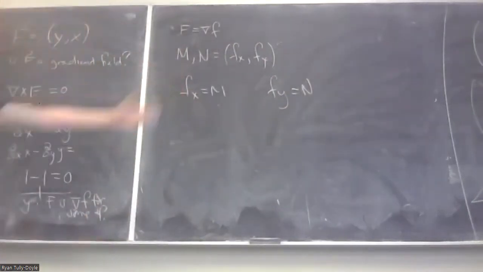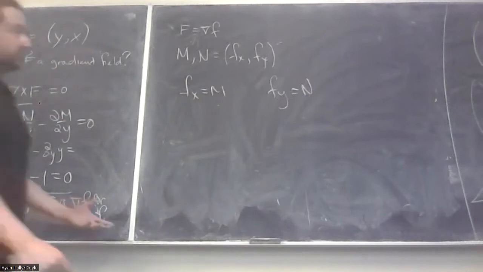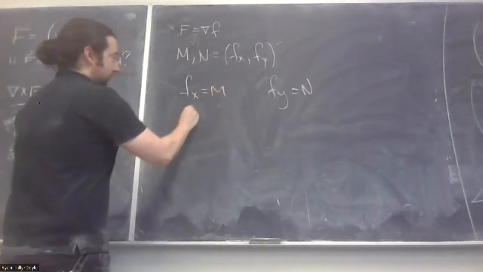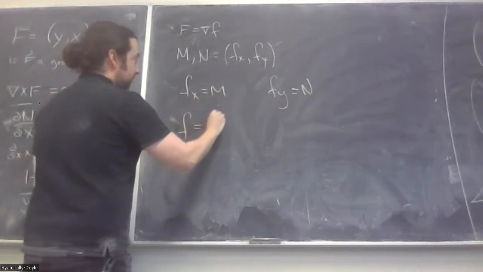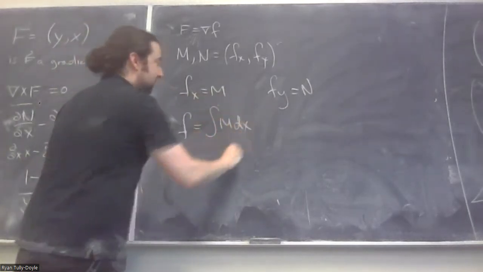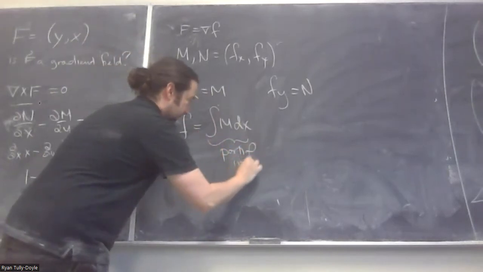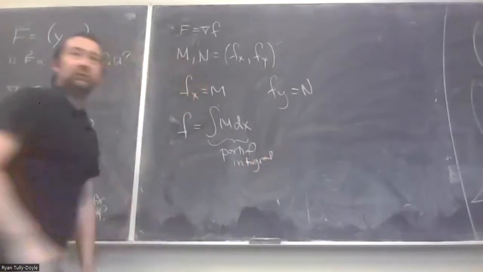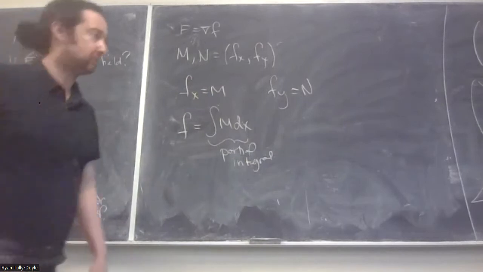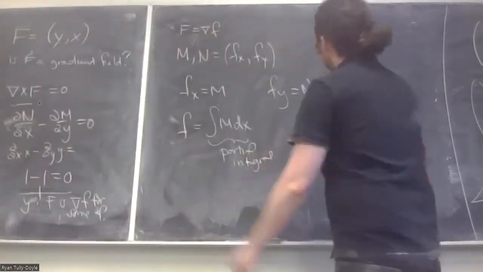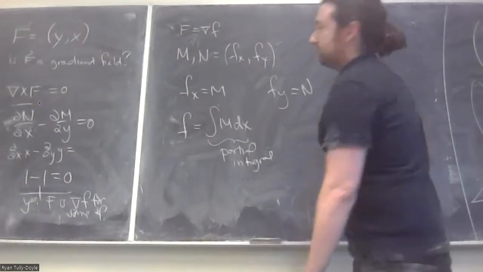So if I'm going to undo a partial derivative with respect to x, I have to integrate with respect to x. So that means that f is going to be equal to the integral of m dx, but we've got to be careful because this is a partial integral. What do I mean by partial integral? I mean, undoing partial differentiation requires partial integration. So what is the partial integral of the function y dx?